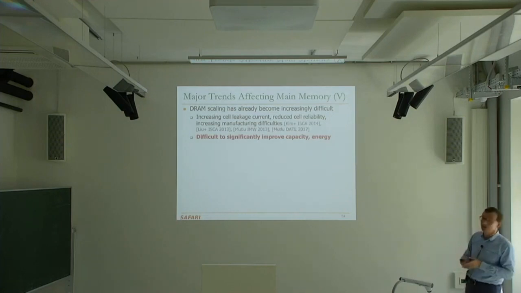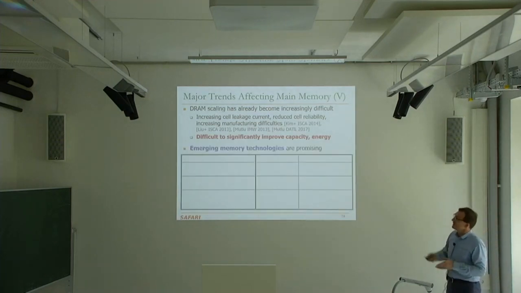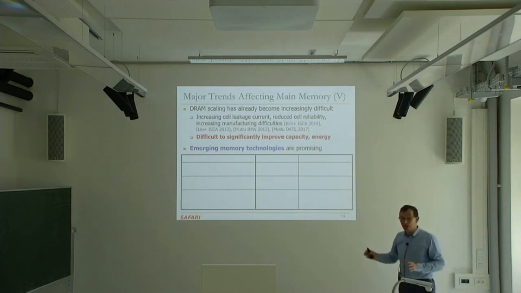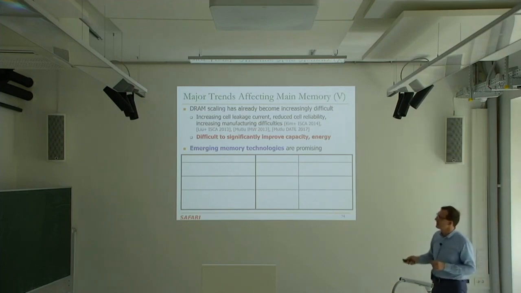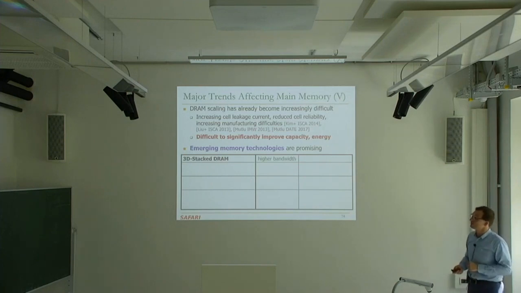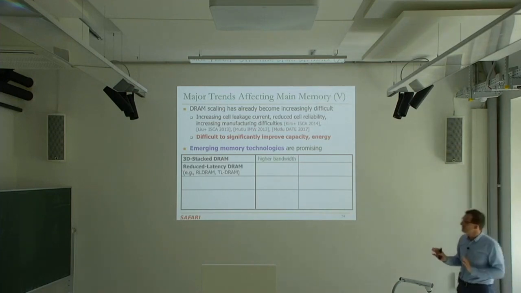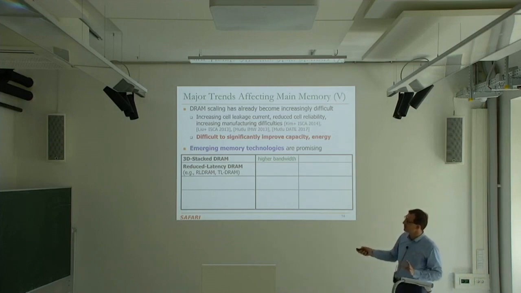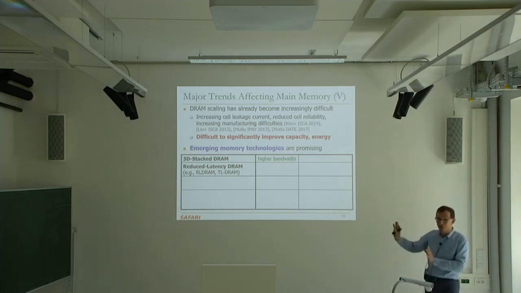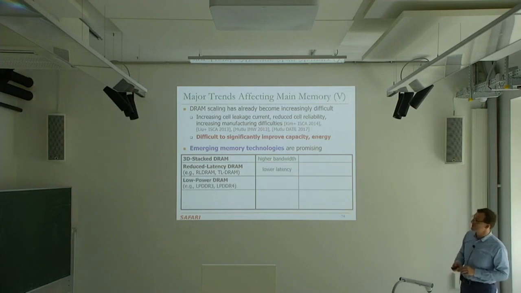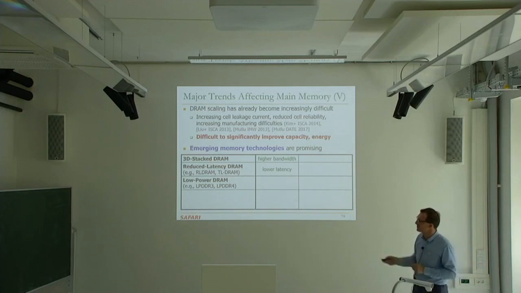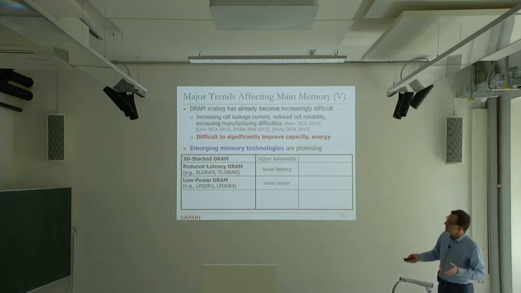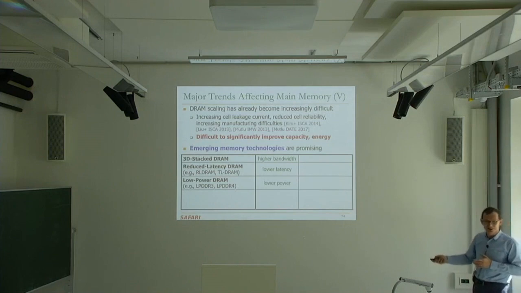It's difficult to significantly improve capacity and energy. As a result, emerging memory technologies are looking even more promising today. And some of the emerging memory technologies are still DRAM-based. Some of them are not DRAM-based. So for example, 3D stacked DRAM is very interesting. It buys you higher bandwidth. Reduced latency DRAM is very interesting. It exists at very high cost today, but there are lower cost variants that we will talk about. Clearly, lower latency is very interesting. Low power DRAM is actually probably going to dominate a lot of the markets going forward, in my opinion, because we need low power interfaces. But of course, there are downsides to this, as you will see over here.